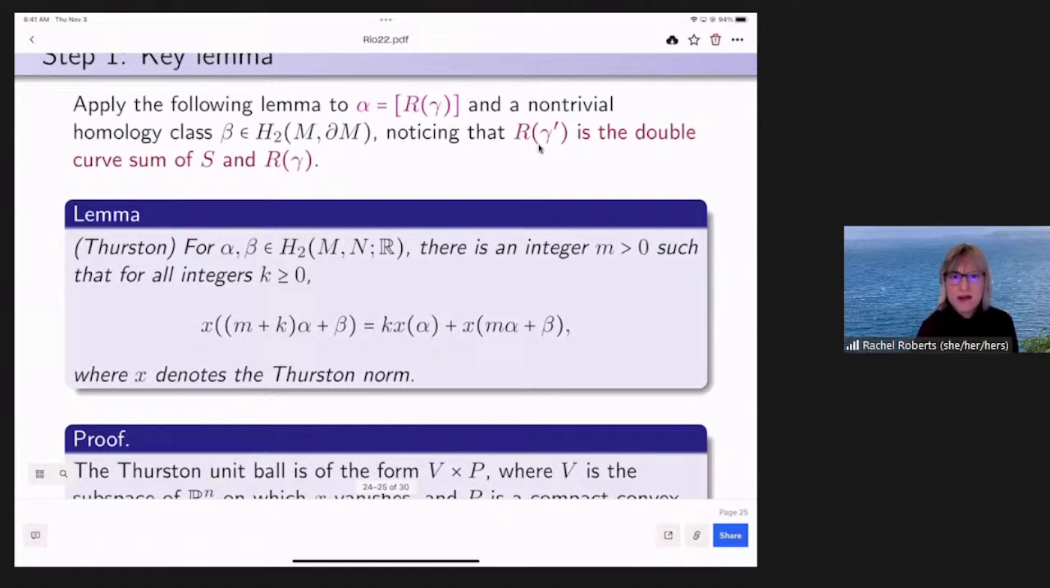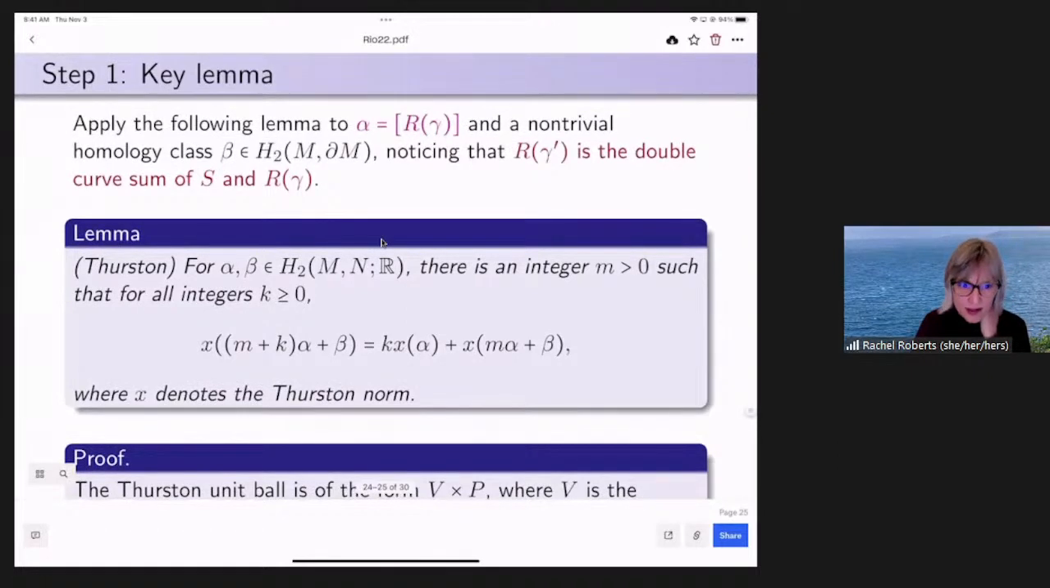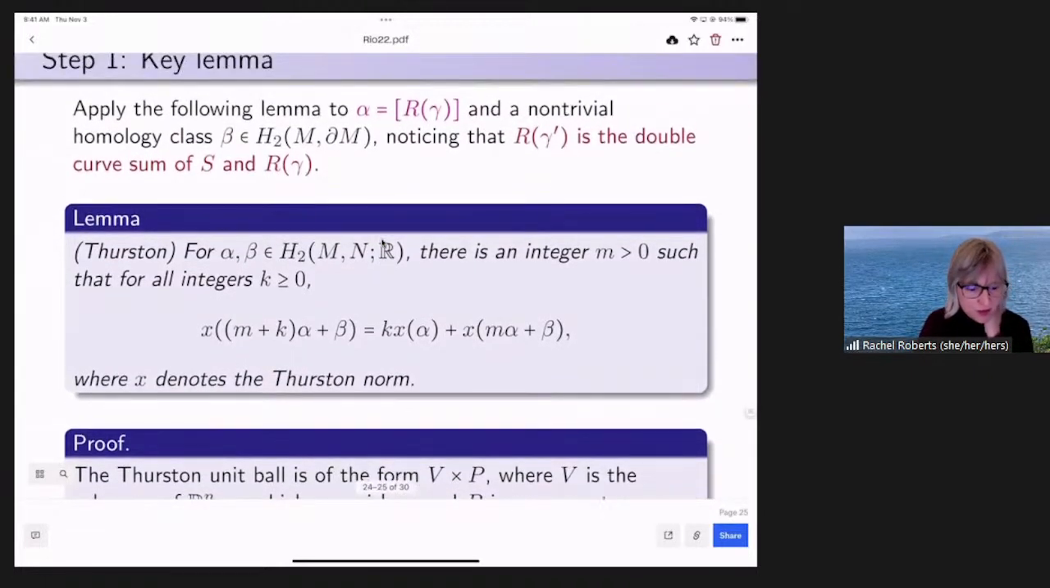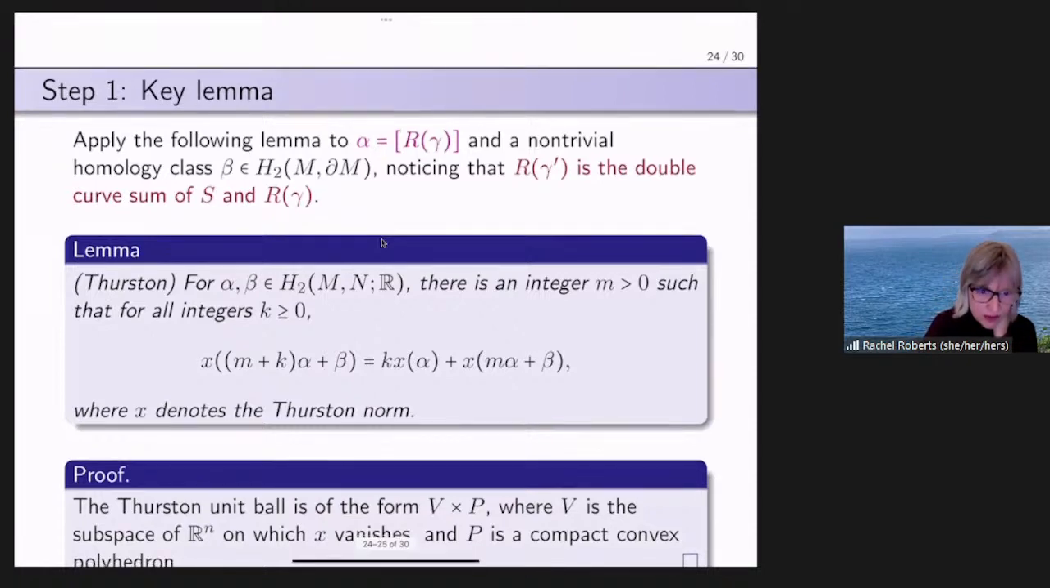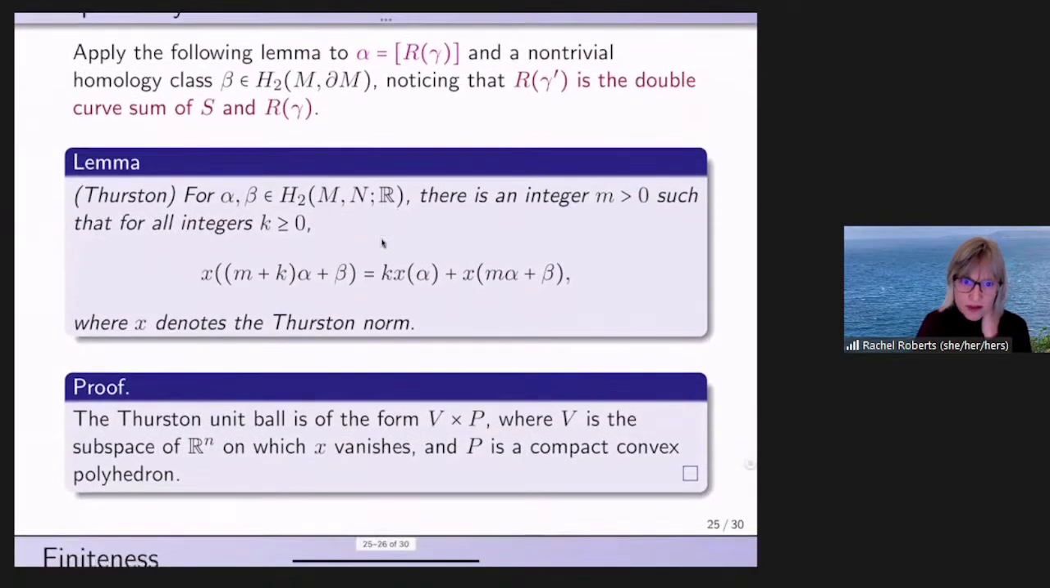So you're in a setup where you can take advantage of this game: replace S by S double curve summed with some number of copies of these R gamma, and throw yourself into this lemma to show that once you've taken enough of the R gamma, you have something which is Thurston norm minimizing. Let me not say more. So Gabai and Charlemagne then have a next step, but it really is just a Thurston norm game that you can replace S, staying in the same homology class in H2 of M, boundary M, by doing this double curve sum game with something that is Thurston norm minimizing.